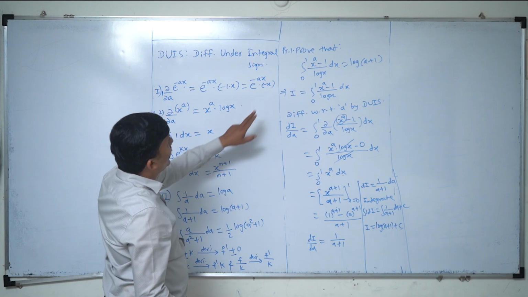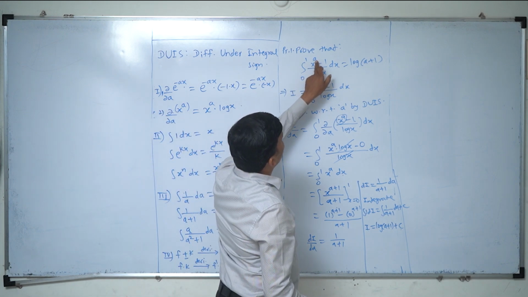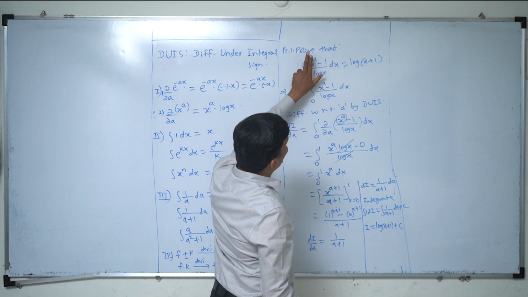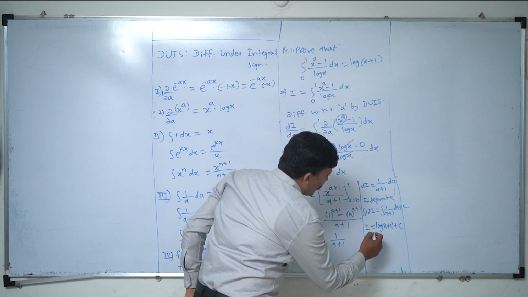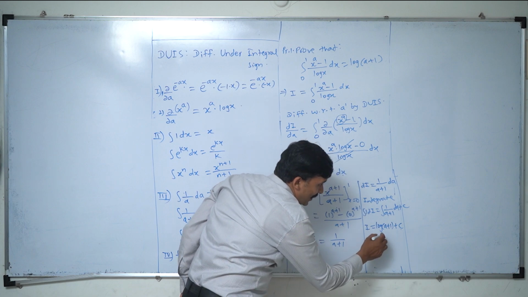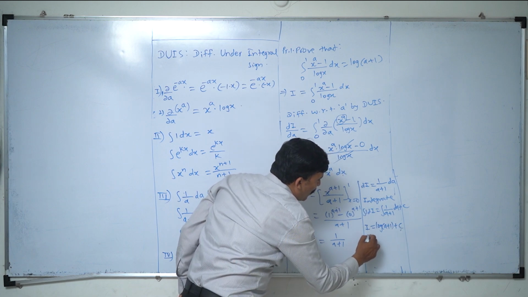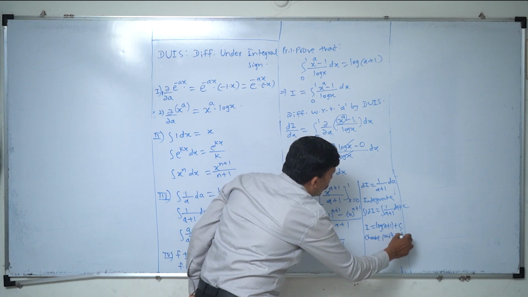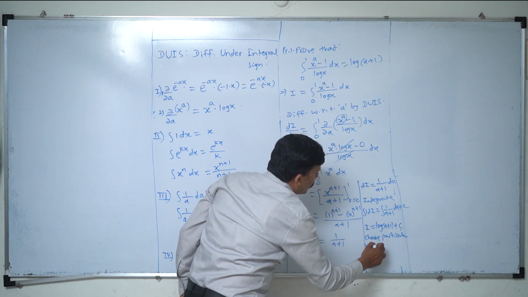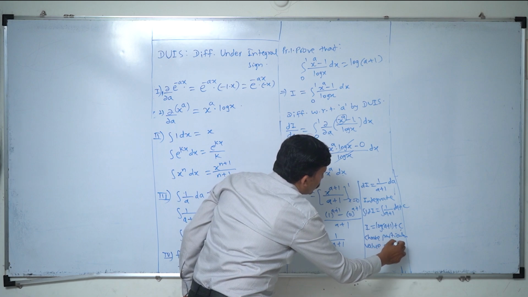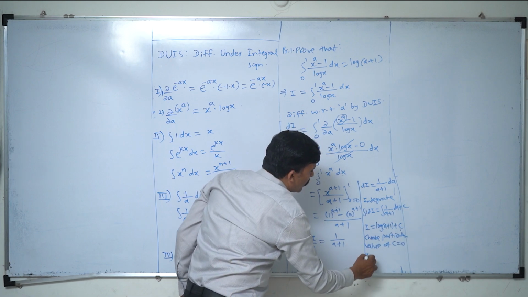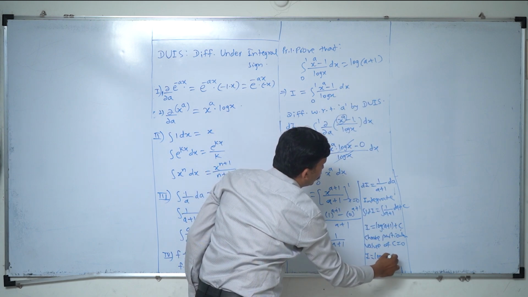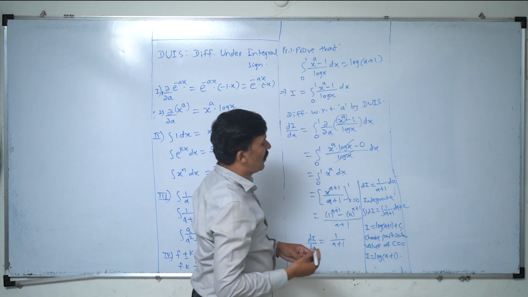So just observe the given integral. If we put a equals 0, then x raised to 0 is 1, and 1 minus 1 is 0, so this answer is 0. Or you can directly write one sentence: choose a particular value of c. So here you have to choose c equals 0, then we get our required answer, log of a plus 1. This is the required answer.